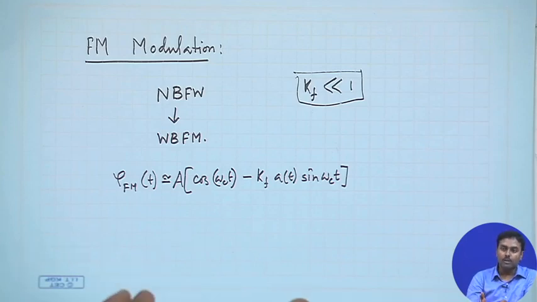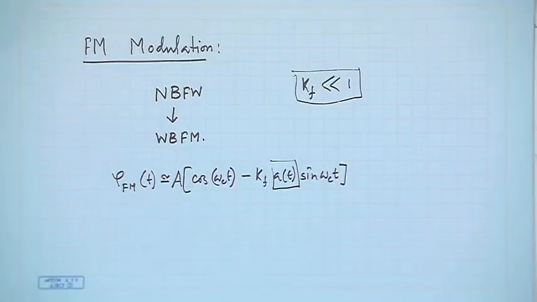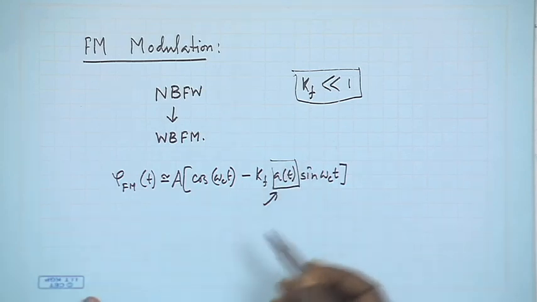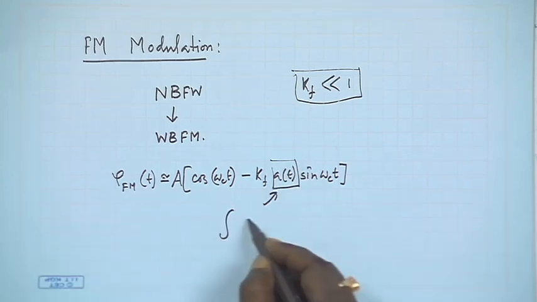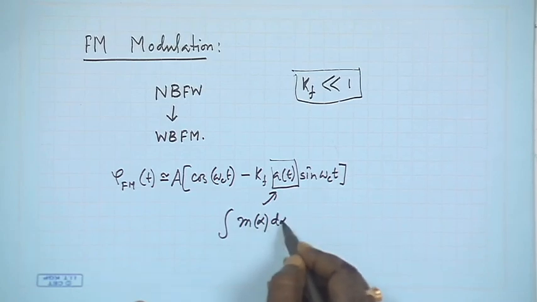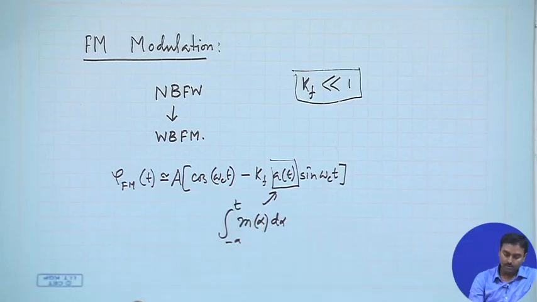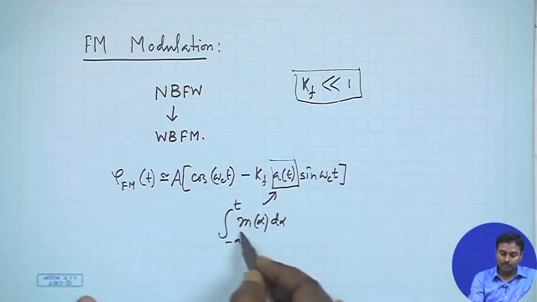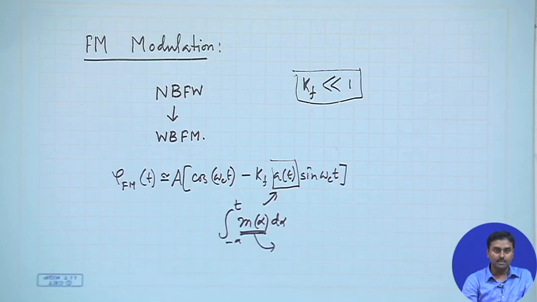For doing FM we have to first integrate, or differentiate for PM. So, that is that part. This KF into A(t), for FM, should be the integration of m(alpha) d alpha from minus infinity to t. So, that is already taken care of. Here m(alpha) is the message signal.